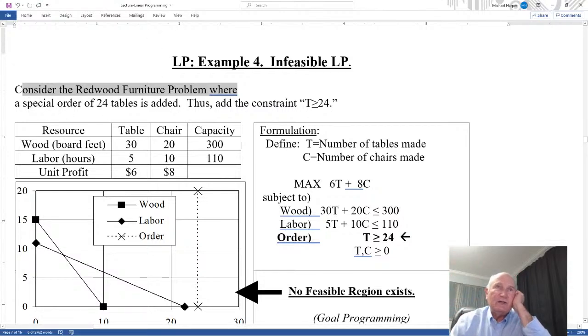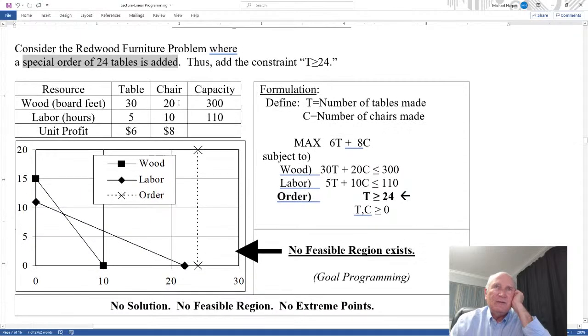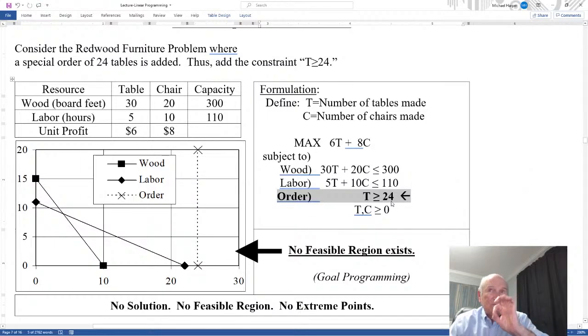And you say, "Oh, I know how to do this. Special order 24. Let me come down here. I'll put an order of 24 in here. T is greater than or equal to 24. There's my special order. Then I want to maximize my profit above that." Fine.